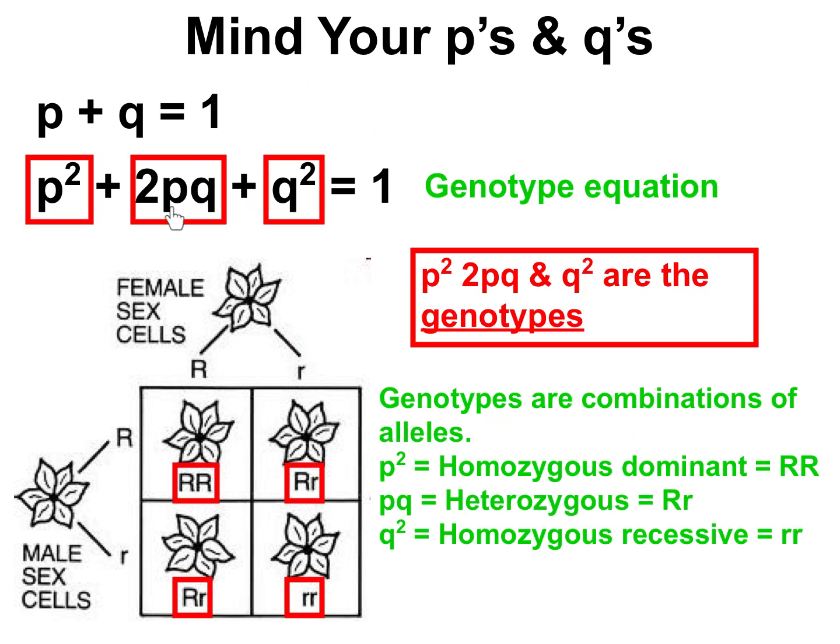P squared, 2pq, and Q squared are genotypes. A genotype is the combination of two alleles an individual has. There are three genotypes. Homozygous dominant, which is big R, big R, corresponds to P squared. Heterozygous, big R, little r, corresponds to 2pq, and homozygous recessive, little r, little r, corresponds to Q squared. So this bottom equation, think of that as the genotype equation.